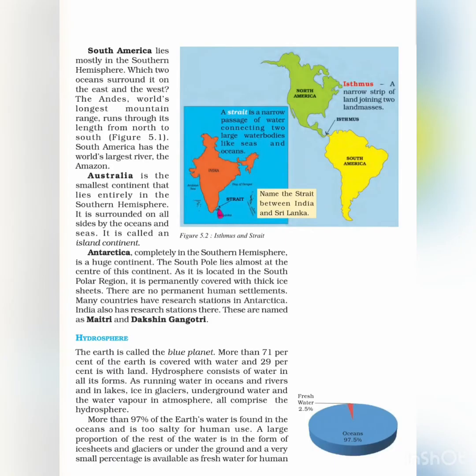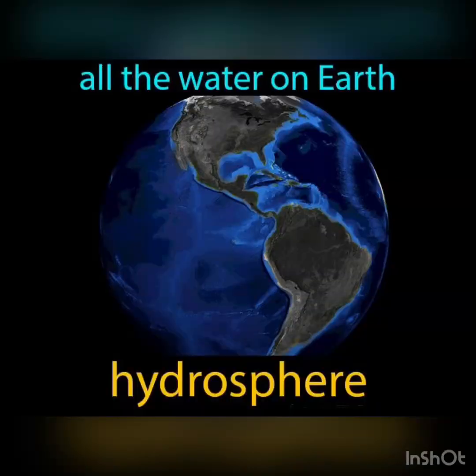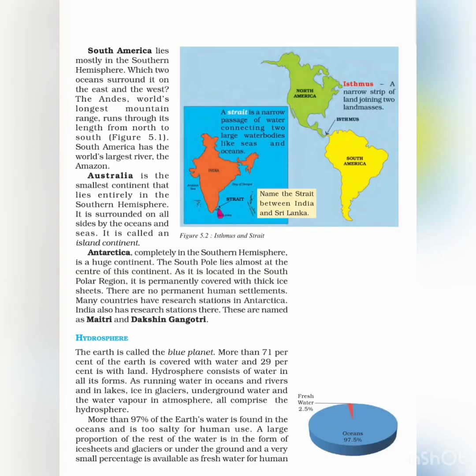Now children, let's talk about the next sphere of the earth, which is hydrosphere. The word hydrosphere is derived from the Greek word hydro, which means water. The part of the earth covered with water is known as the hydrosphere. Almost 71% of the earth is covered with water and only 29% is land. That is why the earth is also called the blue planet.